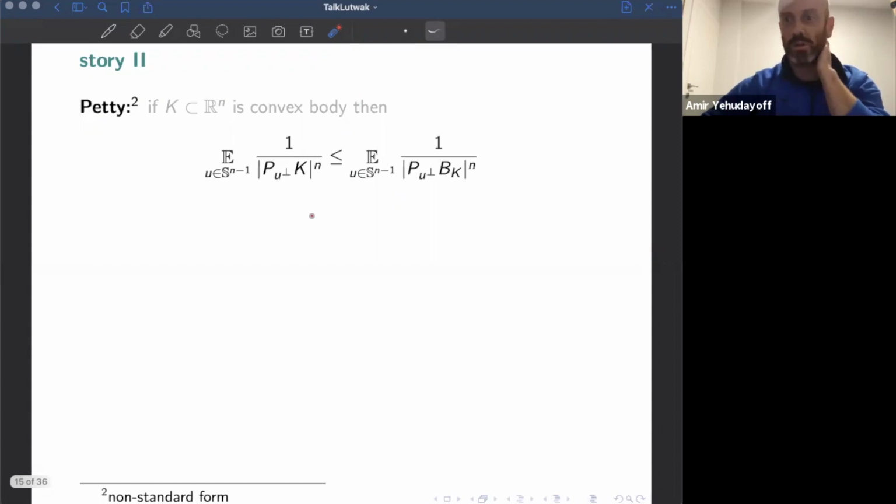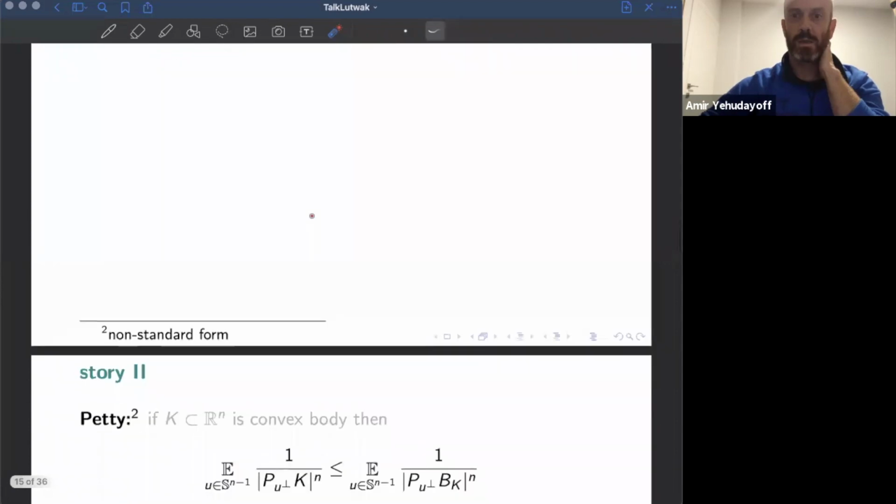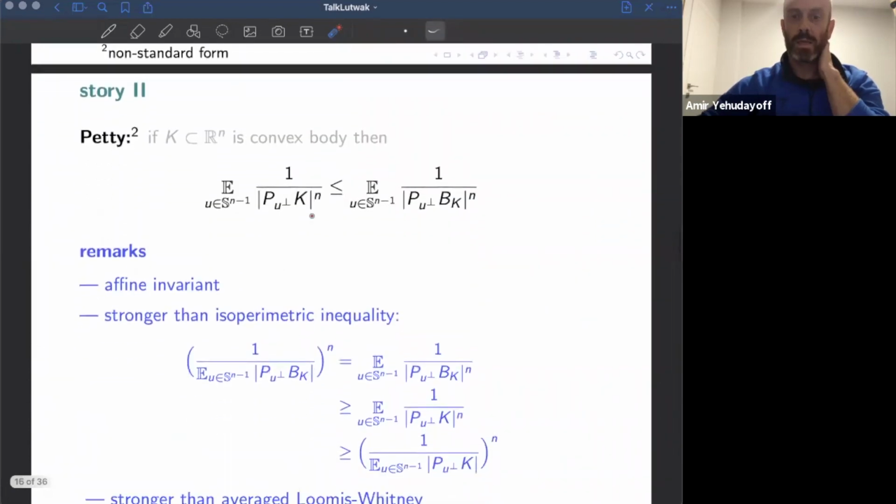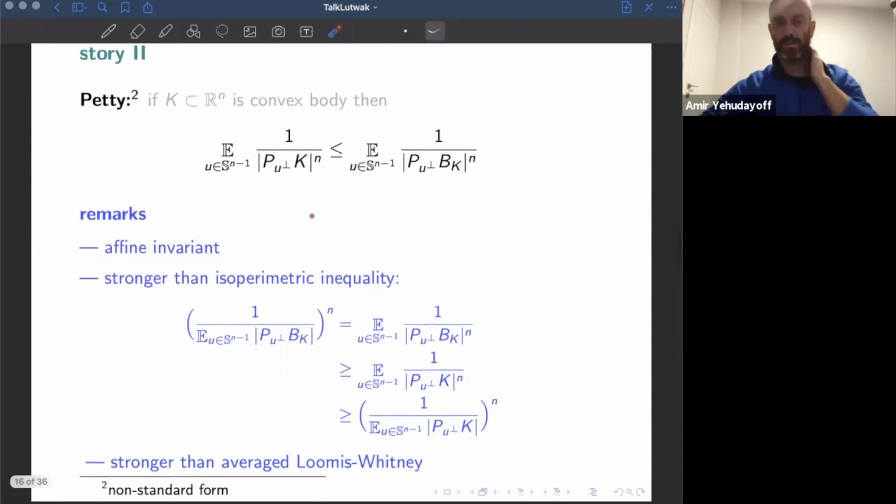Okay, so this is called Petty's inequality. And some remarks about Petty's inequality. So it is affine invariant. This statement is strictly stronger than the isoperimetric inequality because the function 1 over x to the power n is convex. So you just apply Petty's inequality, and then Jensen's inequality, and you get the isoperimetric inequality.